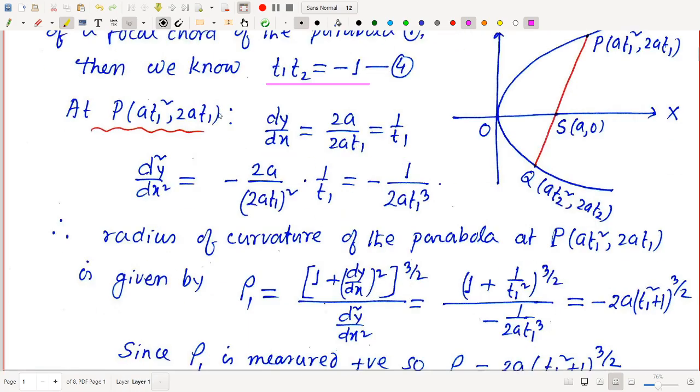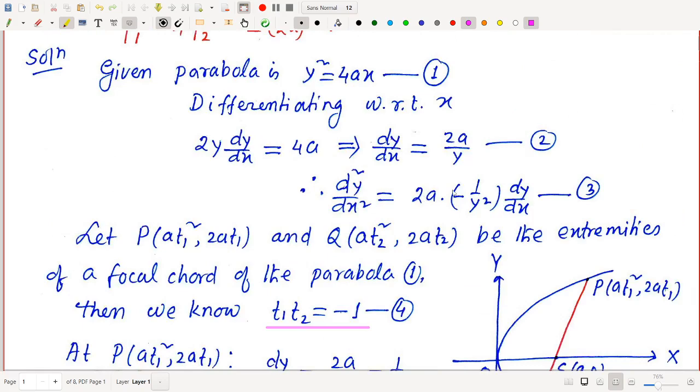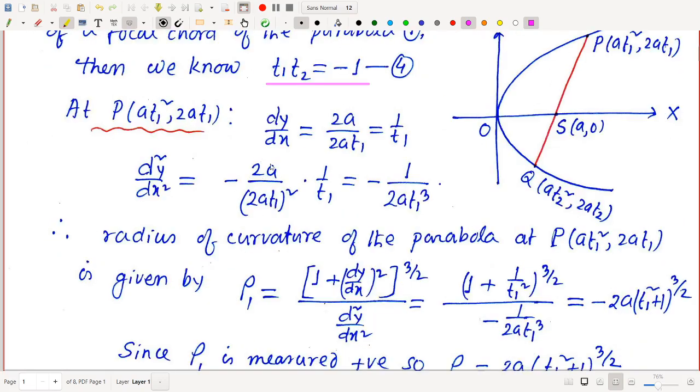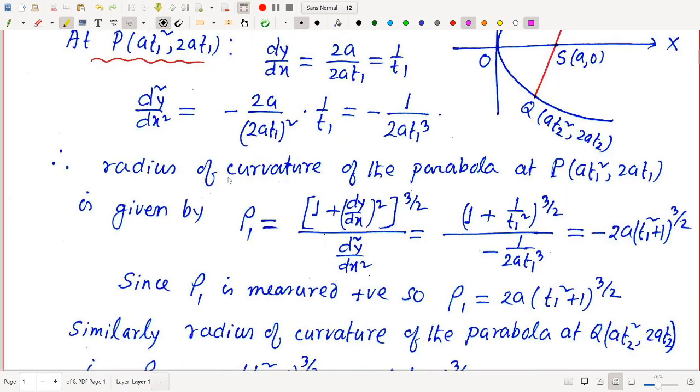Now at this point P, dy/dx is 2a/y, meaning here 2at1, so it is 1/t1. d²y/dx² is 2a into -1/y², so it is -2a/y² into dy/dx. So -2a/y² means 2at1², and dy/dx we already have as 1/t1, so 1/t1 substituted, and with simple simplification we get -1/(2at1³).